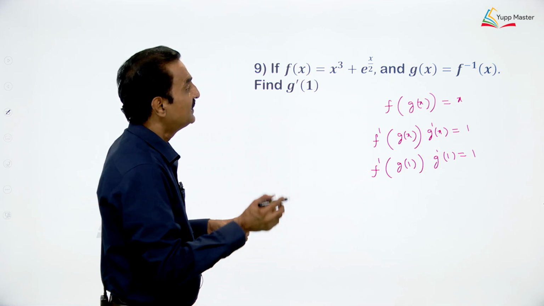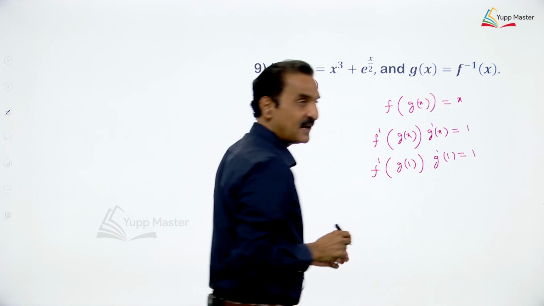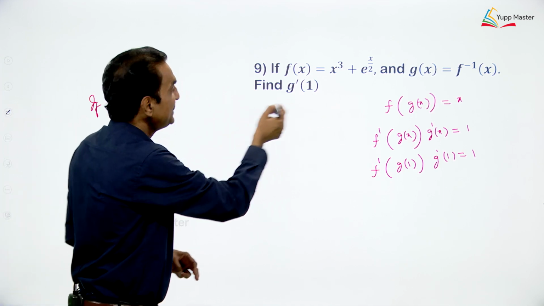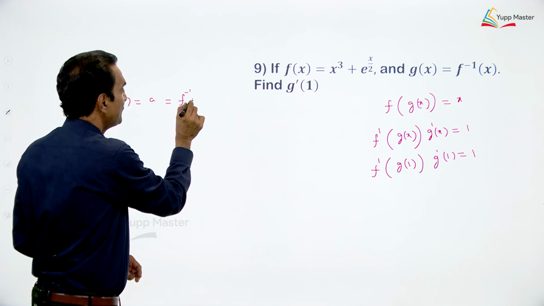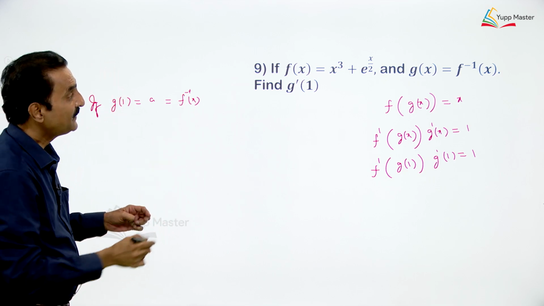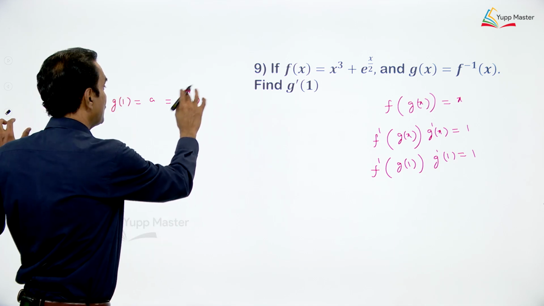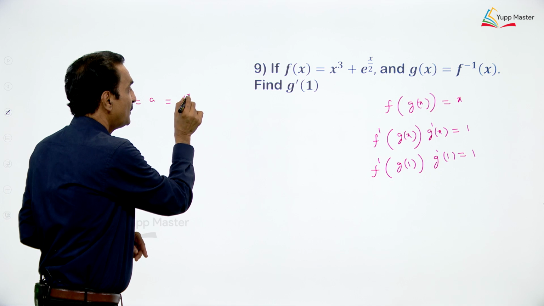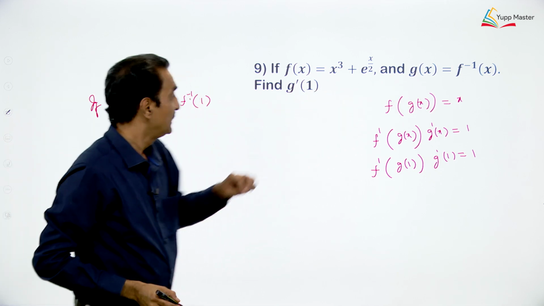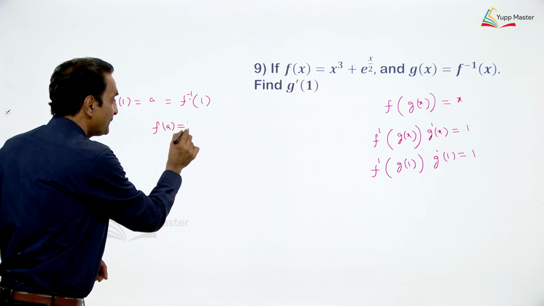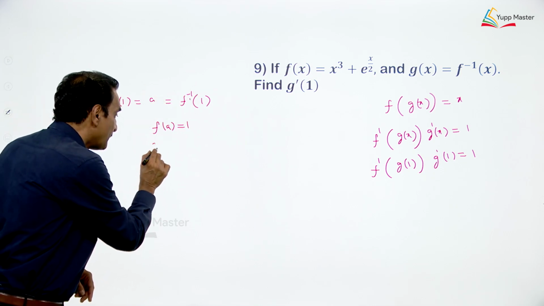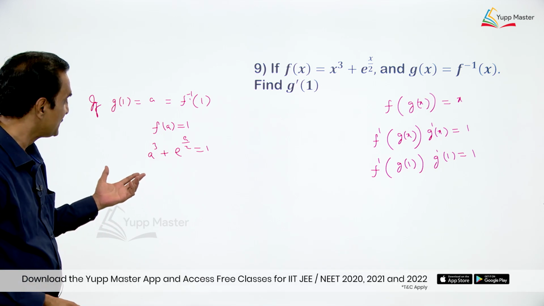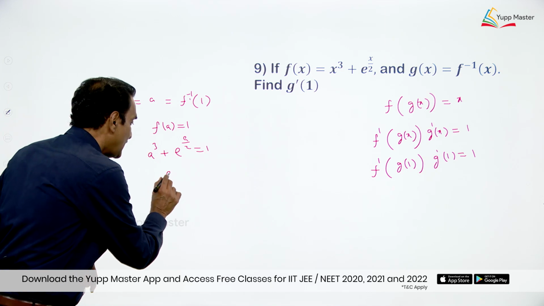What is the value of g of 1? Okay, if you want g of 1, suppose g of 1 is some a. If g of 1 is a, then it is equal to f inverse 1. So, we will get f of a is equal to 1. What is f of a? a cube plus e power a by 2 is equal to 1. By observing it, you can tell the value of a, how much? a is 0. So, a is equal to 0.